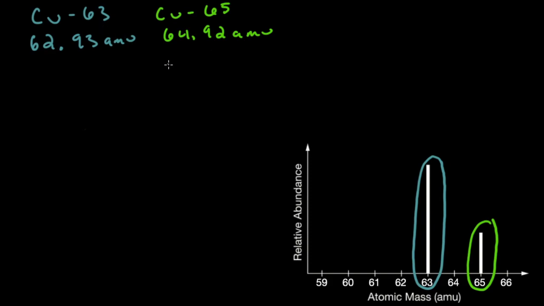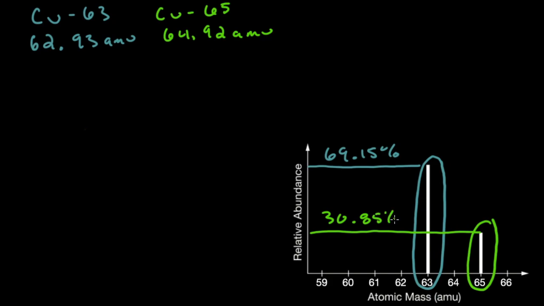And so if we know the abundances of each of these, then we can figure out what number would go on the periodic table. Now, it doesn't say it on this graph, but the abundance of this one would be 69.15%, and the percent of this one over here would be approximately 30.85%. If we know the percent of both of these, and we know the atomic mass units for each of them, we can figure out what number would go on the periodic table.